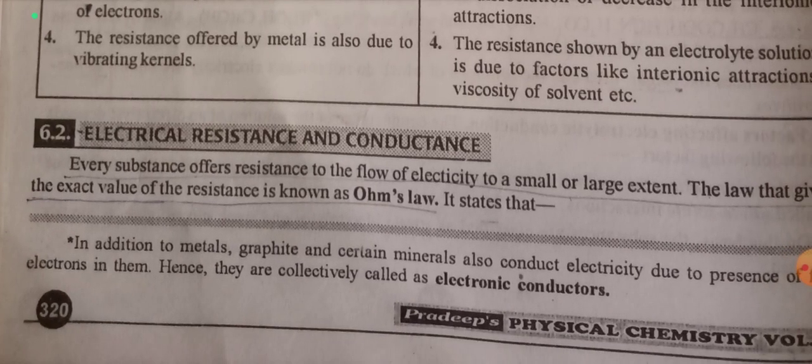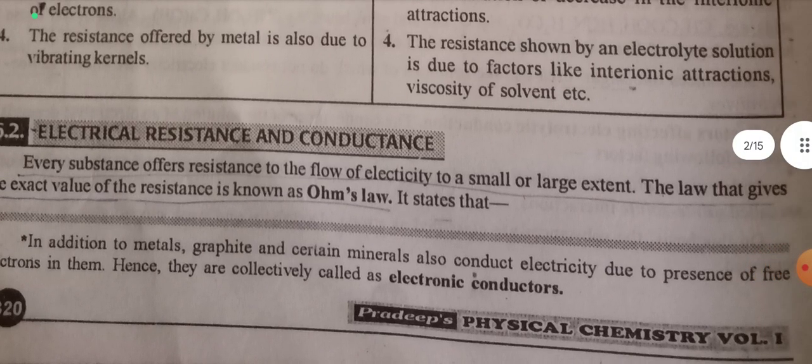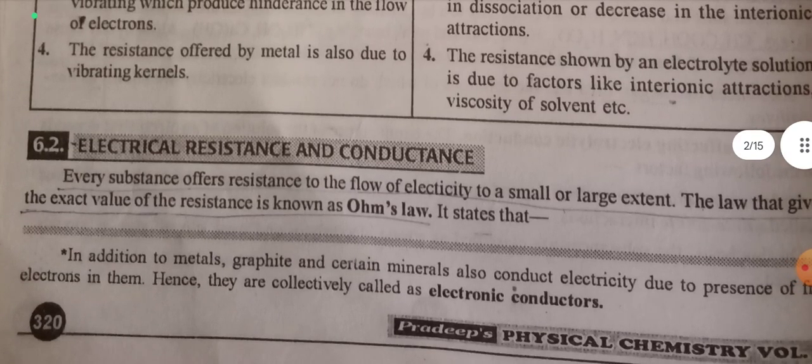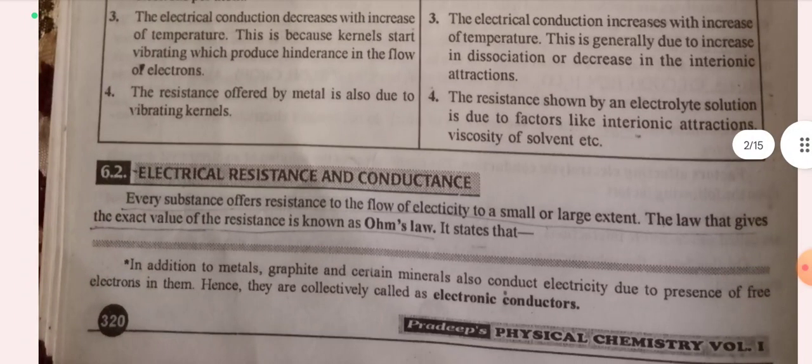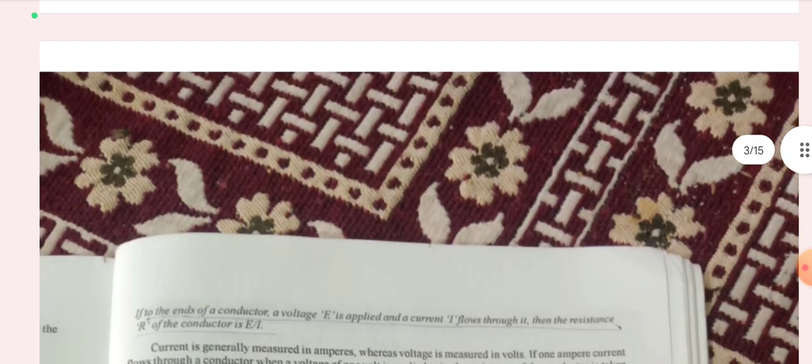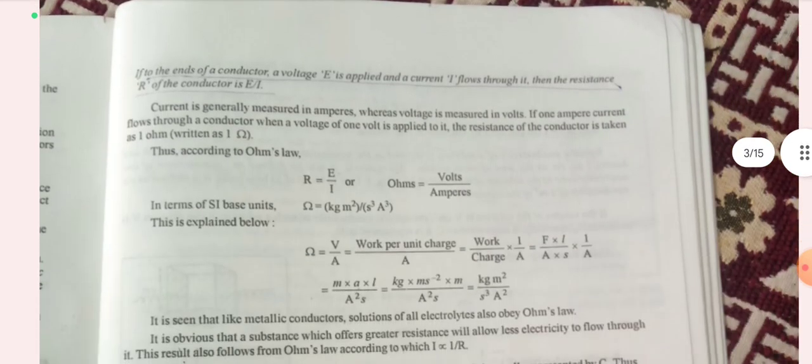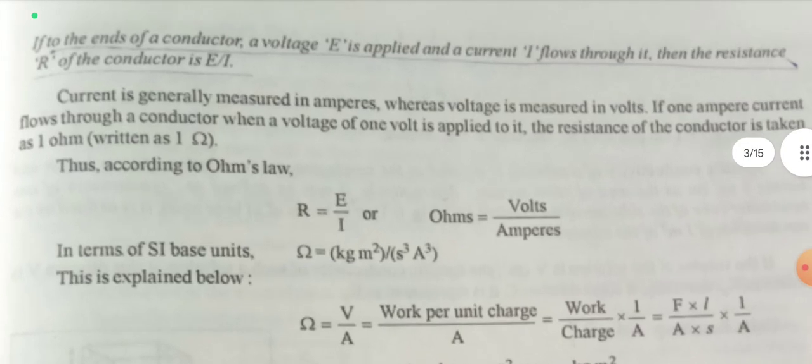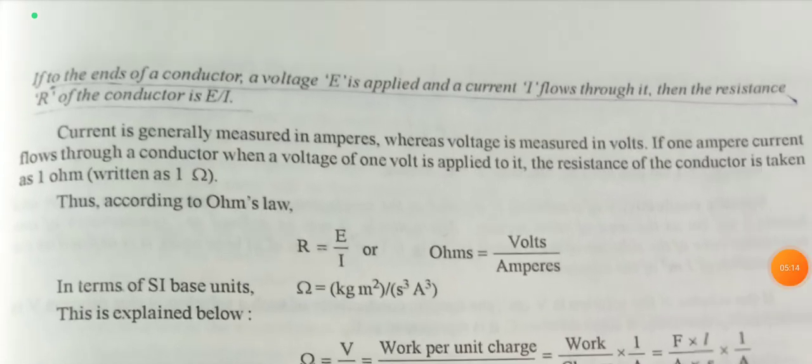Electrical resistance and conduction. Every substance offers resistance to the flow of electricity to a small or large extent. The law that gives the exact value of resistance is known as Ohm's law. It states that if voltage E is applied to the ends of a conductor and a current I flows through it, then the resistance R of the conductor is E by I.